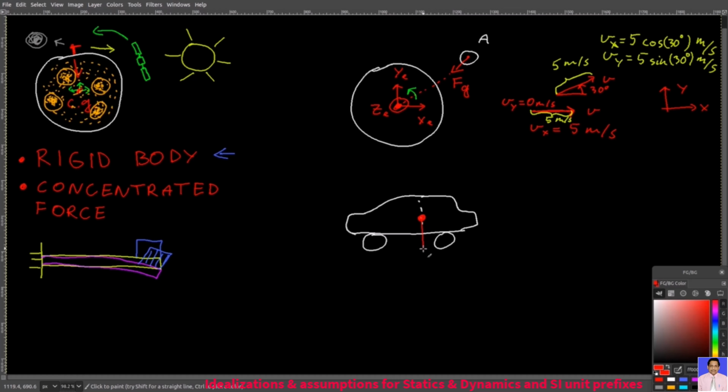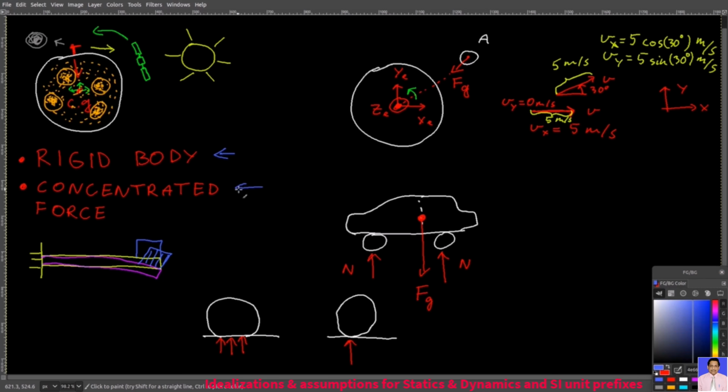And now, for concentrated force, let's assume that we have a car. You obviously have force of gravity that pulls it down, and because of that, there are normal forces applied to the wheels of the car. In reality, the wheel touches the ground something like this, and so you have distributed load here. But assuming that the wheel is pressurized well enough, then for the purposes of statics and dynamics, we will assume that this normal force acts on a single point on the wheel.